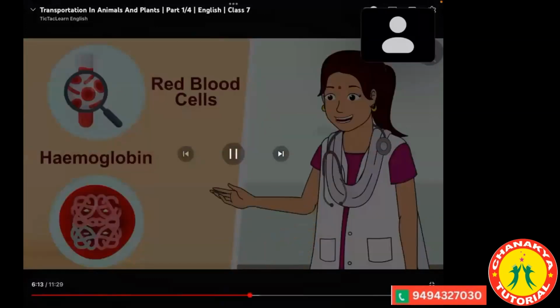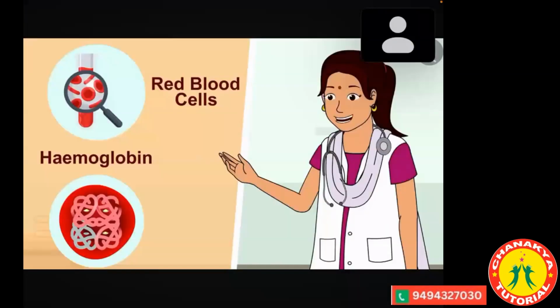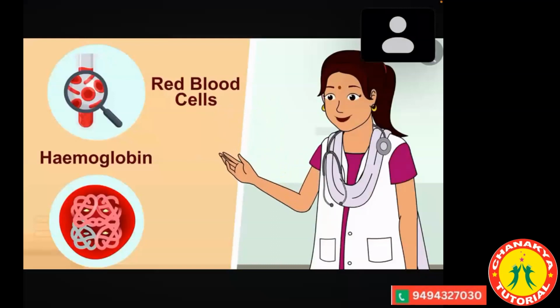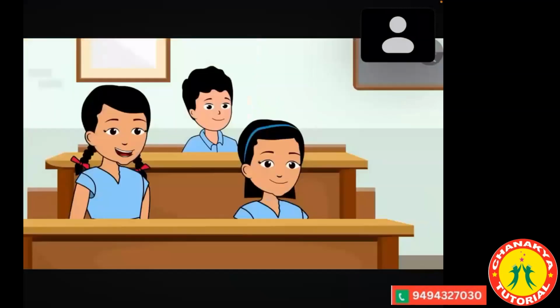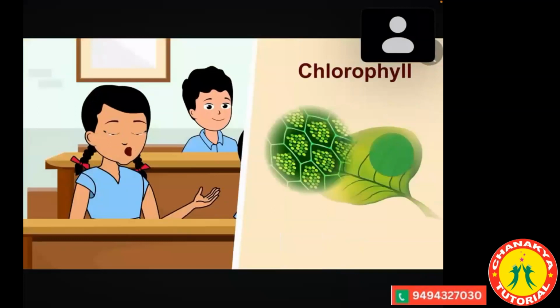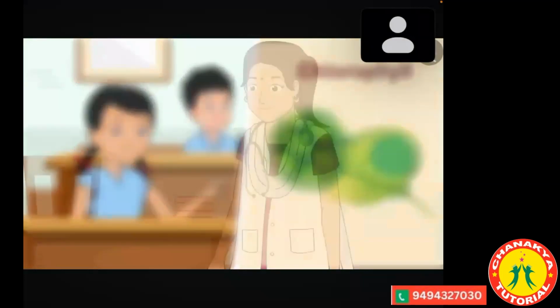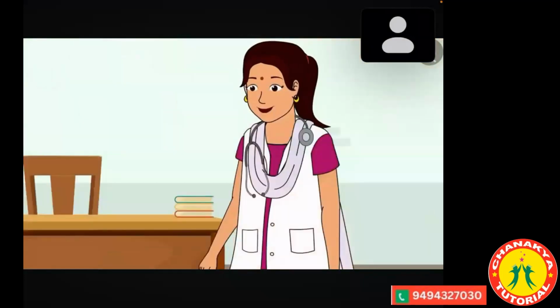The blood has one type of cells known as the red blood cells. They contain a pigment known as hemoglobin. It is because of this pigment that our blood is red. Similarly, because of the presence of chlorophyll in leaves, they are green in color. Very good. It is a wonderful simile, Sarita.